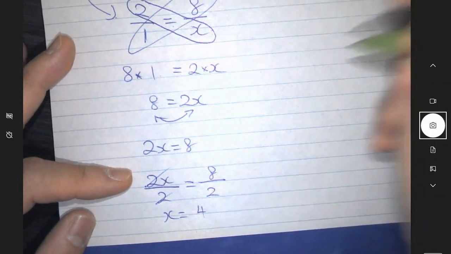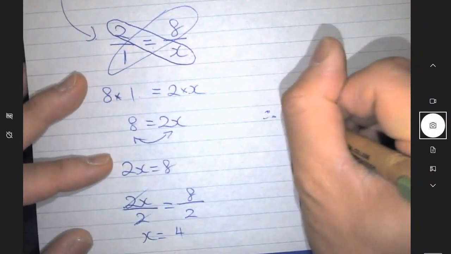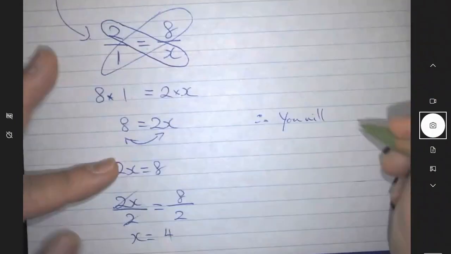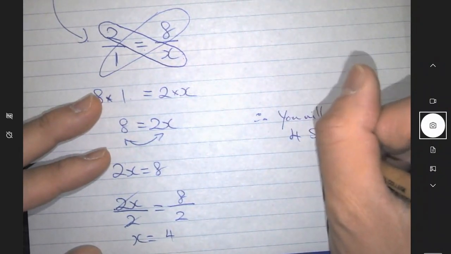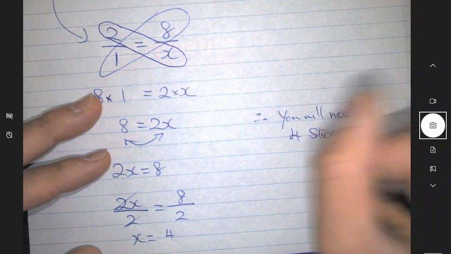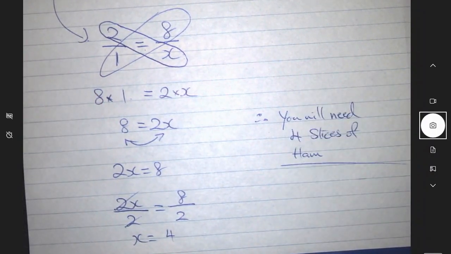So now you will need 4 slices of ham to use up all those slices of bread to make a ham sandwich.